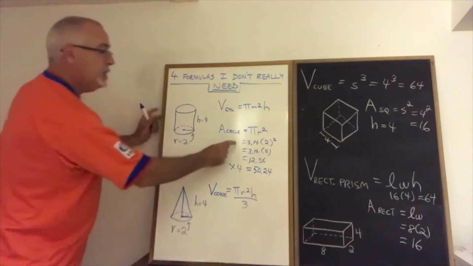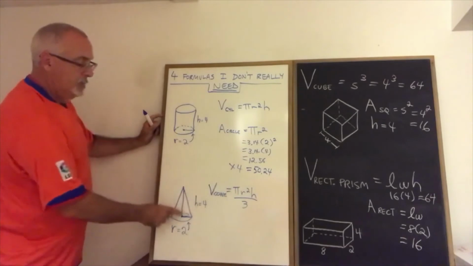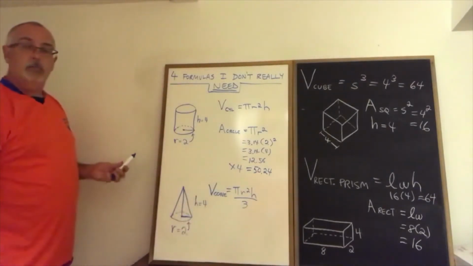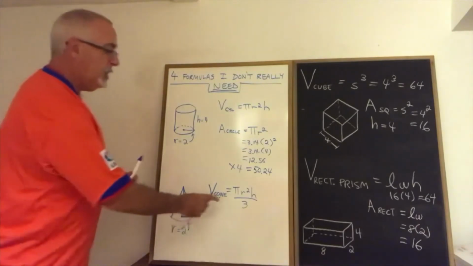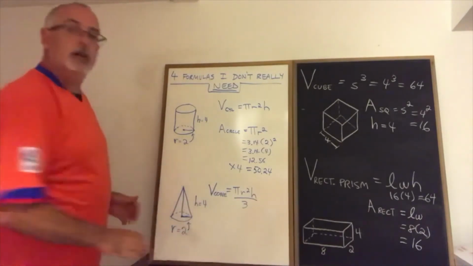I can do my circle formula, multiply by the height, but because it's a cone, I have the extra step of dividing by 3, and I get my answer. I get the same answer that I would get if I used this formula. If you want to prove this to yourself, it's easy to do.